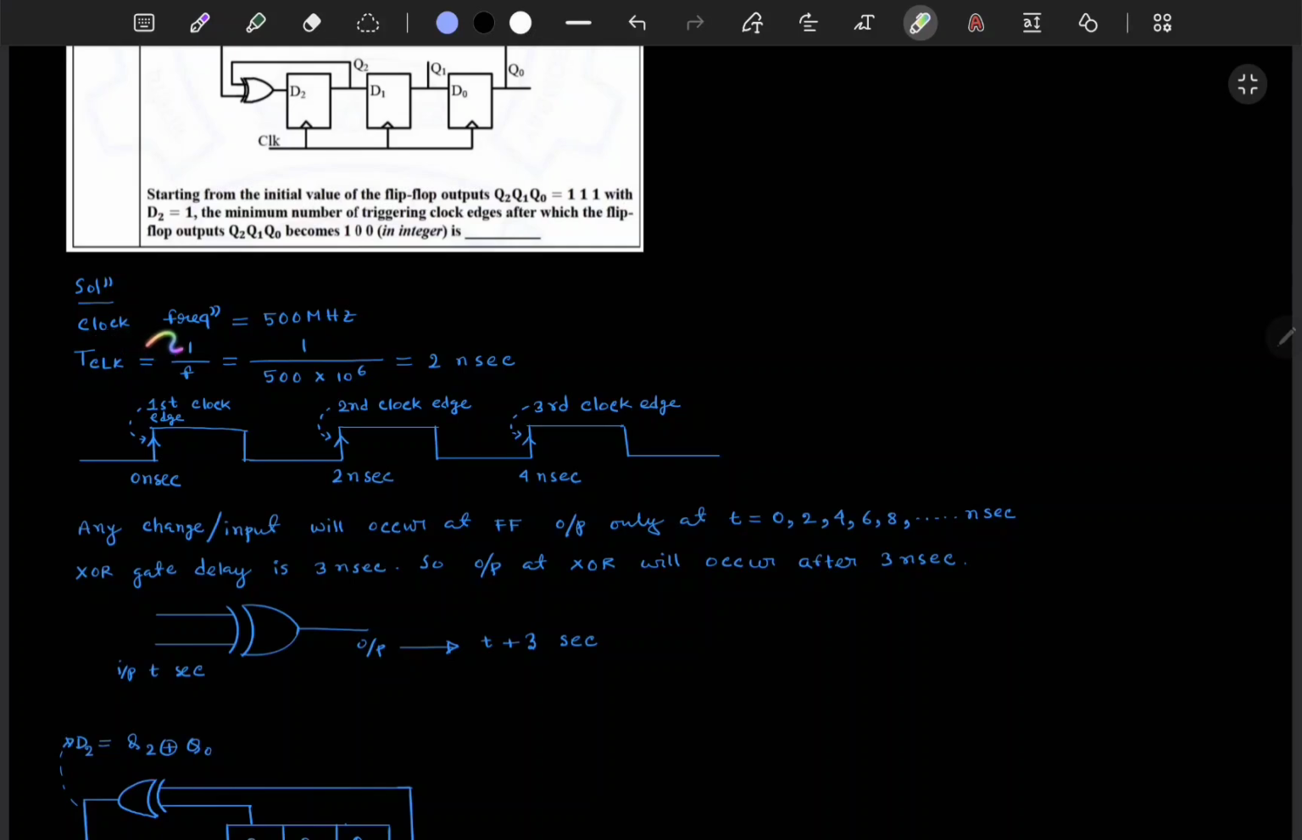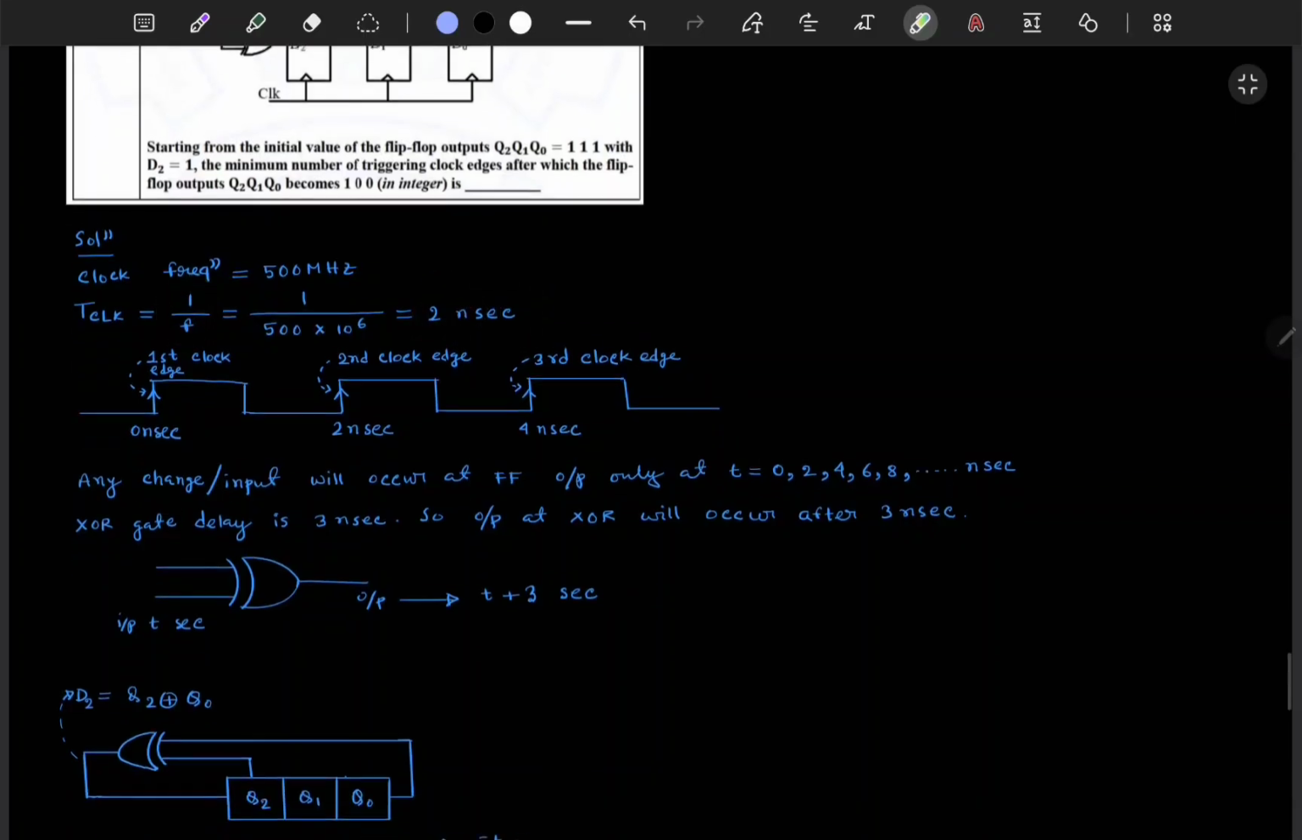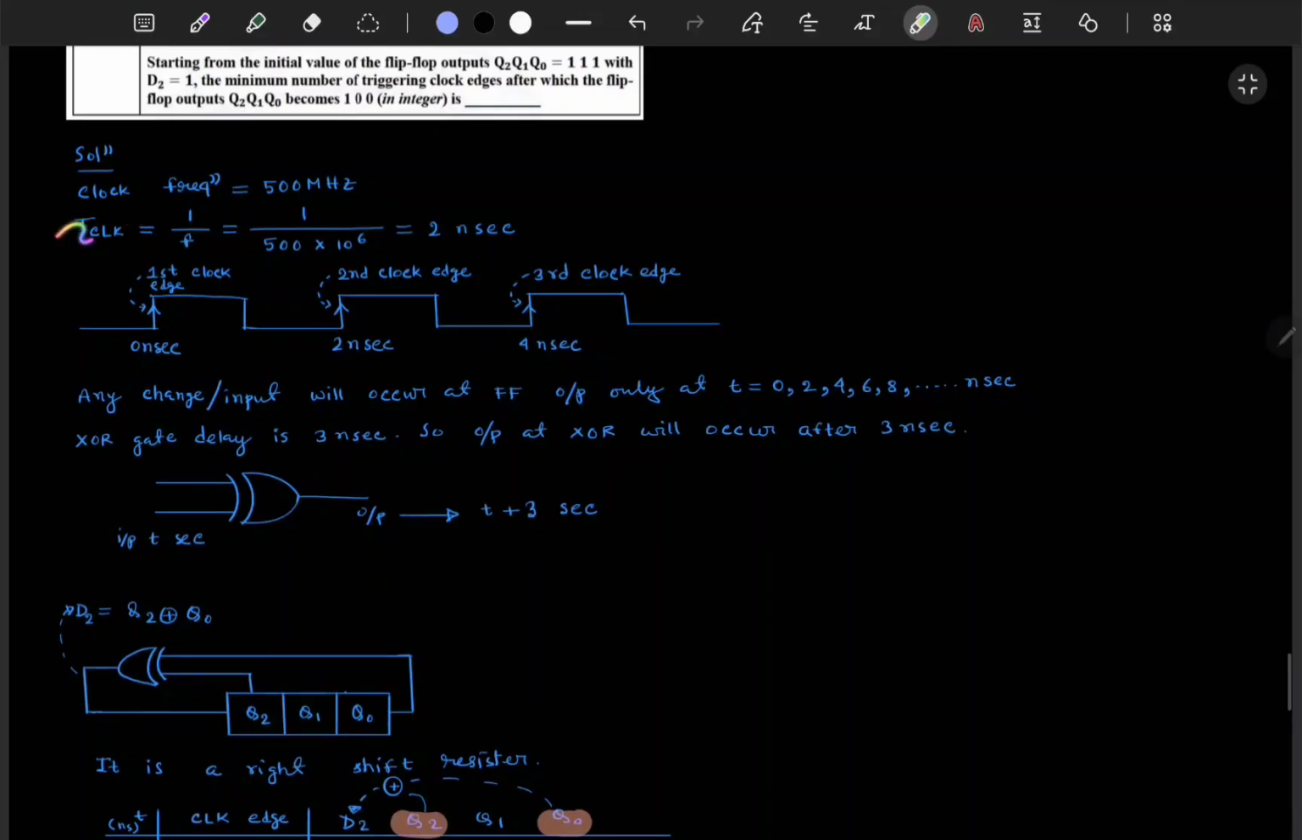Now the solution: clock frequency is 500 megahertz, so T clock will be 1 by f, that is 2 nanosecond. This is one clock period. The first clock edge is here at 0 nanosecond, then at 2 nanosecond the second clock will come, and at 4 nanosecond the third clock will come.